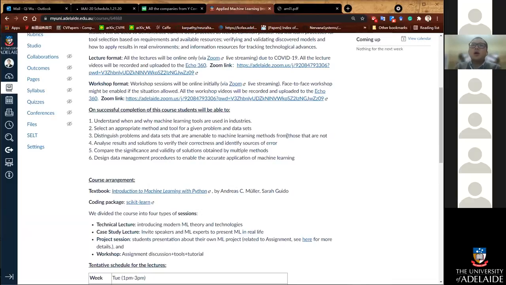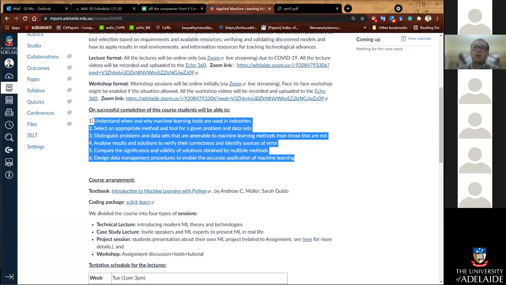And of course you need to know how to evaluate your project, evaluate your method, whether it's a successful application or not, whether it will be a popular one in the market. And you also need to design the data management procedures to enable the accurate application of machine learning. So basically, these are the goals of this course.